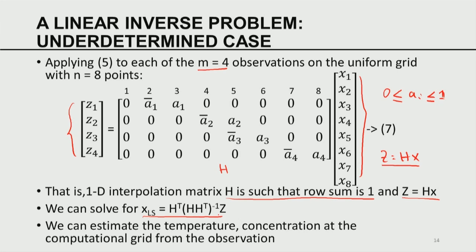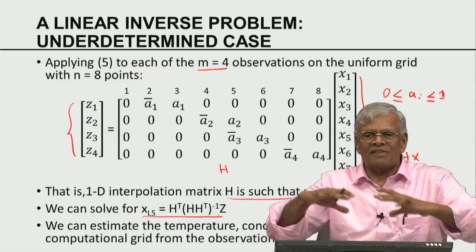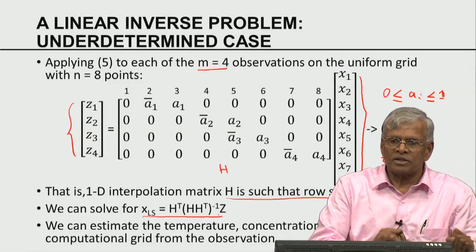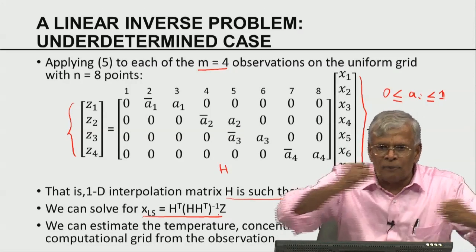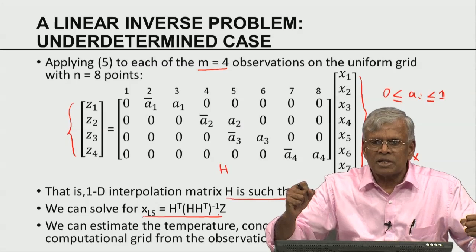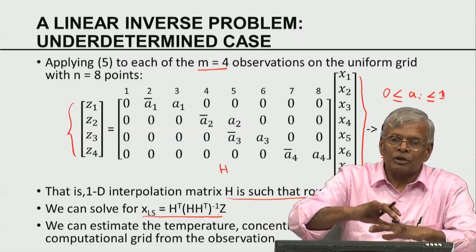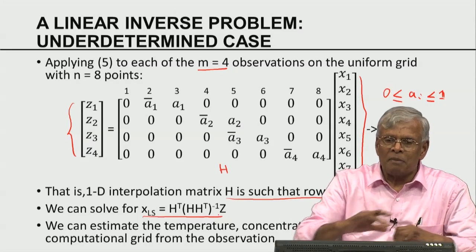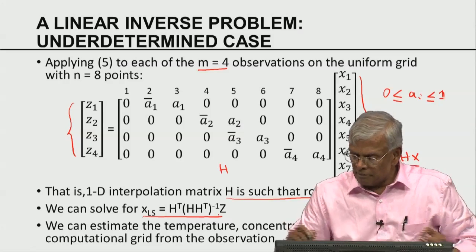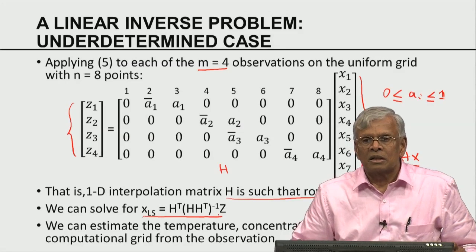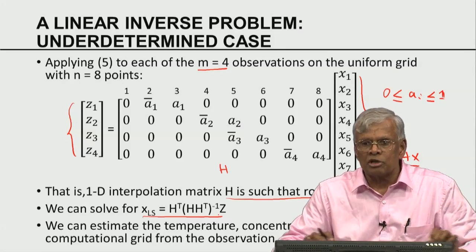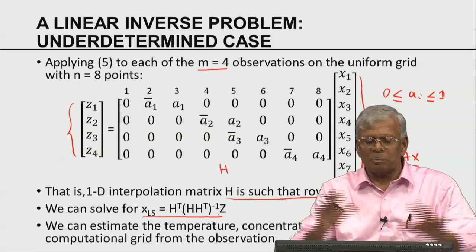So I can estimate the value at 8 points knowing the value only at 4 points. This ability to extrapolate the observation in a smaller subset to a larger region using the notion of spatial interpolation, by converting the problem to a linear least square problem, I am able to estimate the distribution of concentration, the distribution of temperature, the distribution of pressure or whatever quantity that is being observed.